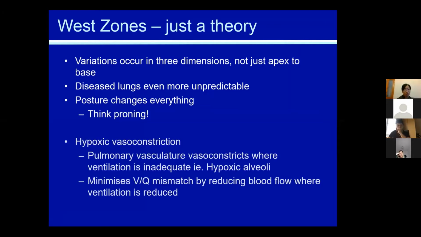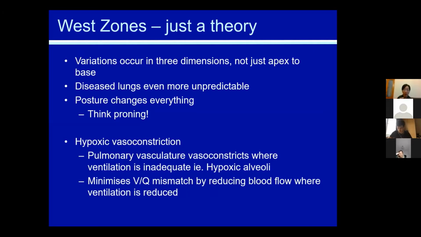Just a side note on hypoxic vasoconstriction. All this time I've been saying that the lungs are really inefficient. There are areas where there is lots of blood flow but not ventilation. One of the ways the lungs try to overcome this is by a mechanism called hypoxic vasoconstriction.